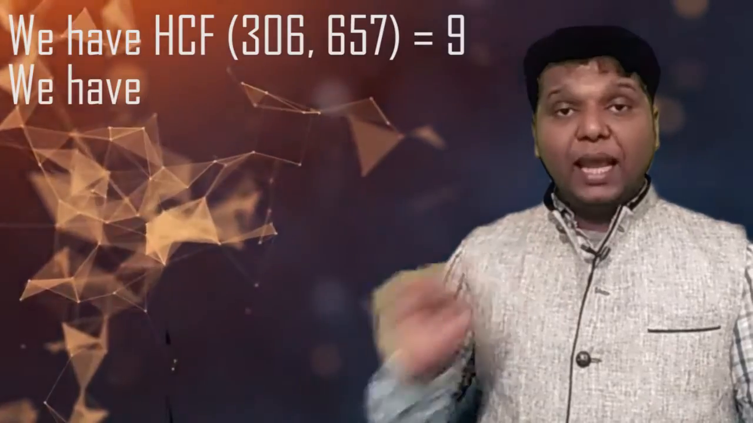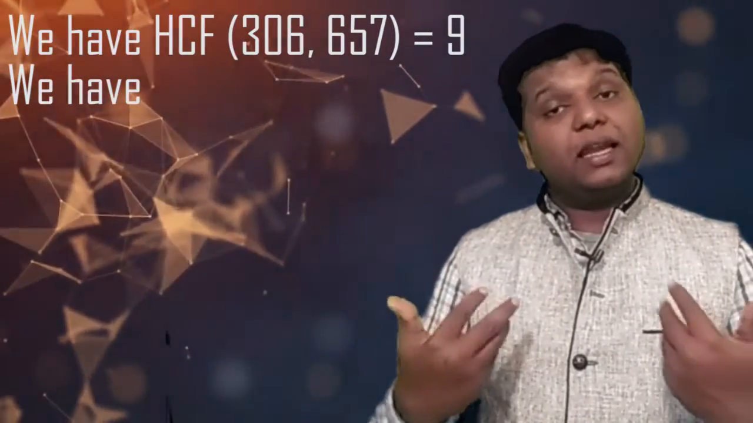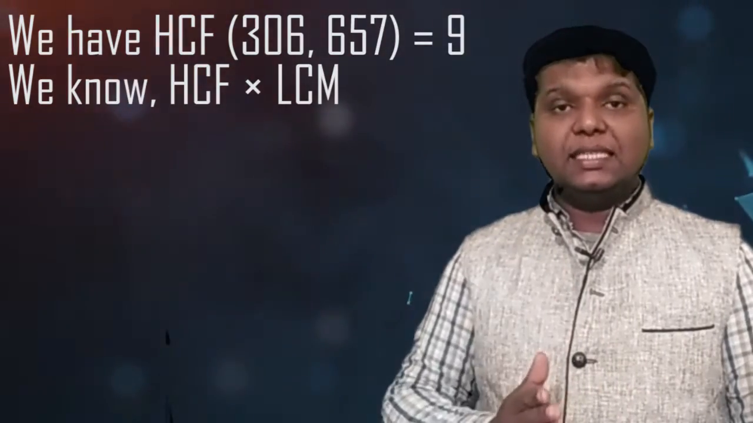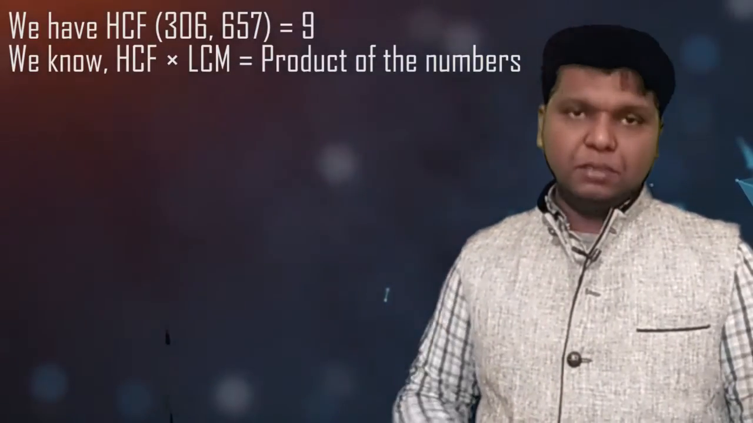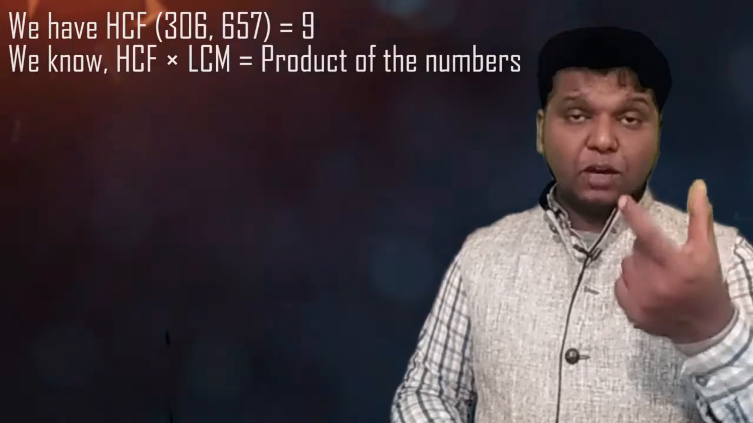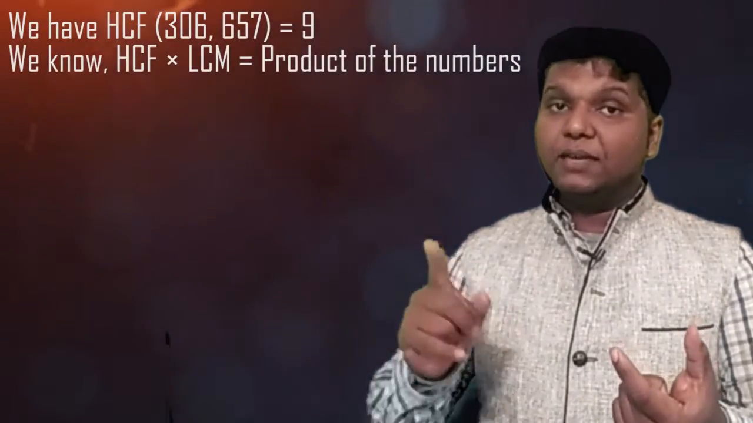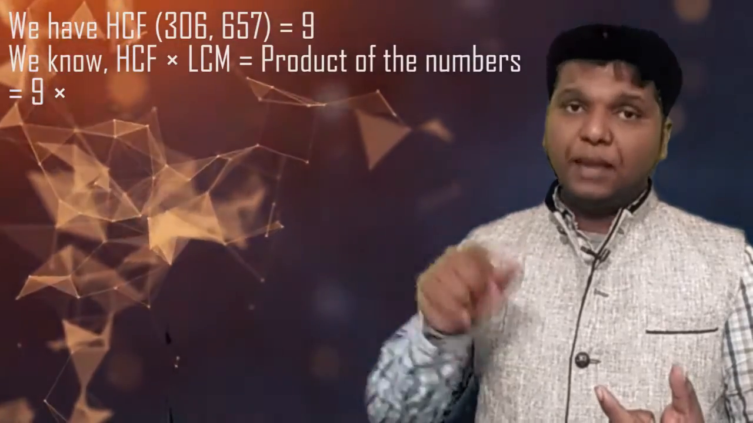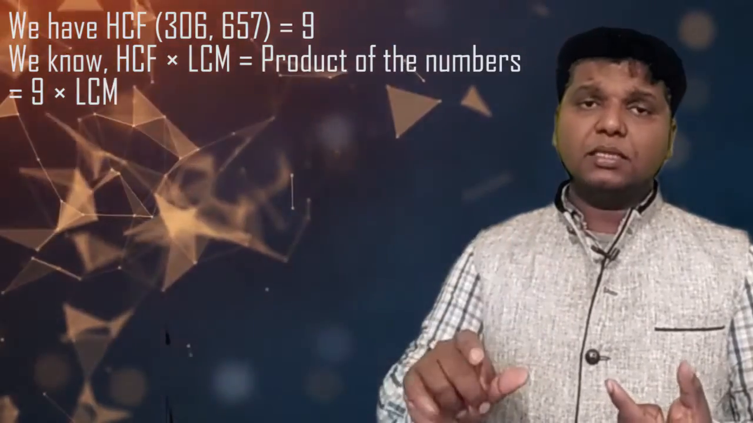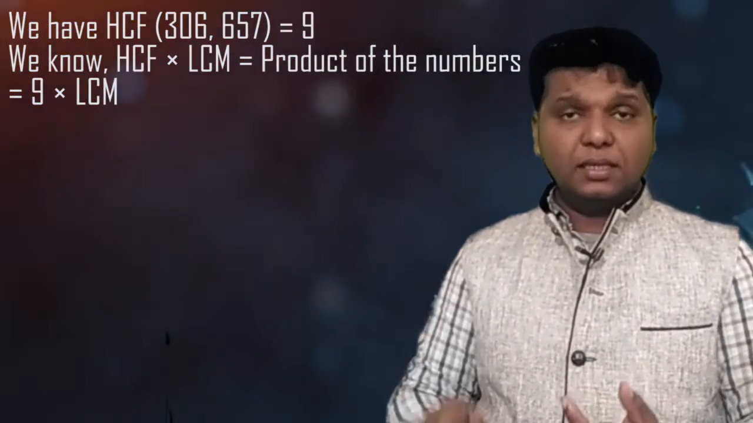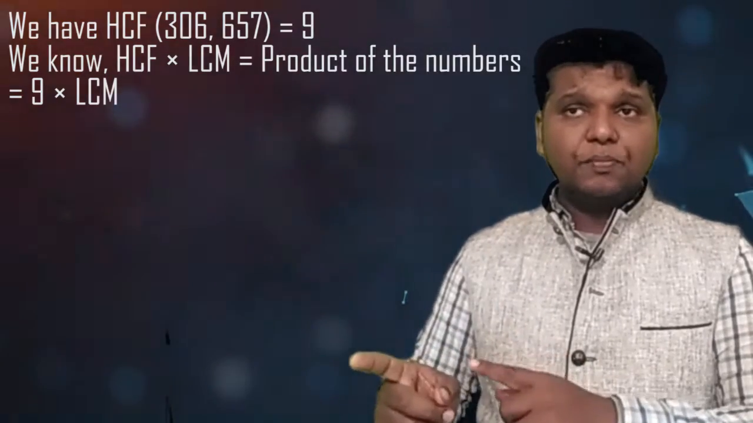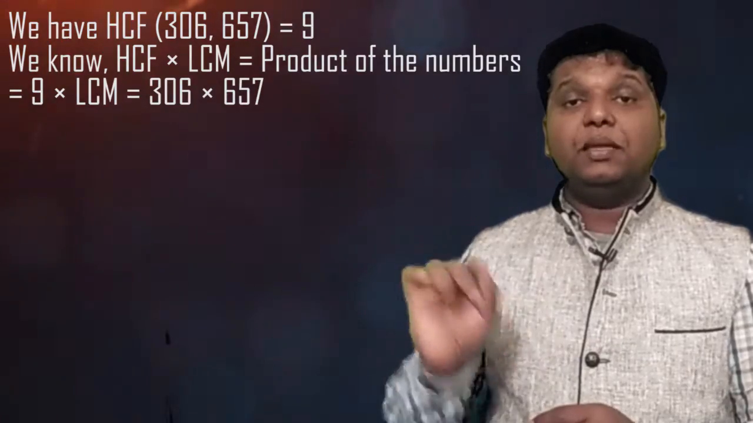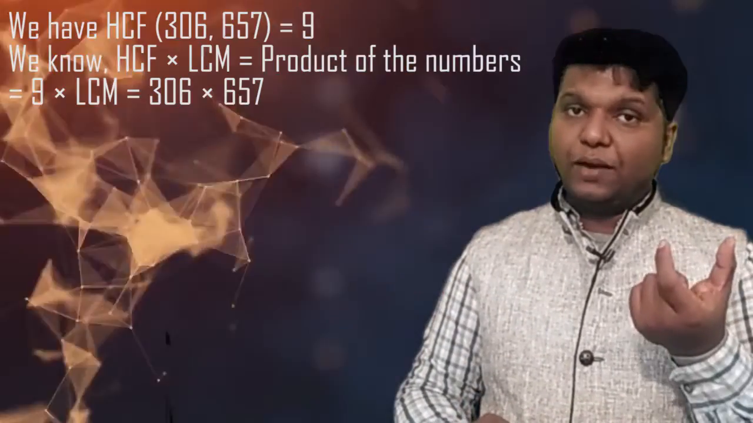Next step, we write, we know. What we know? HCF into LCM is equal to the product of the numbers. Now instead of HCF, how much is HCF? It's given as 9. We will write 9 into LCM, which is unknown. We have to find that one, so we will write LCM itself. So 9 into LCM is equal to, what are the numbers? The numbers are 306 into 657.